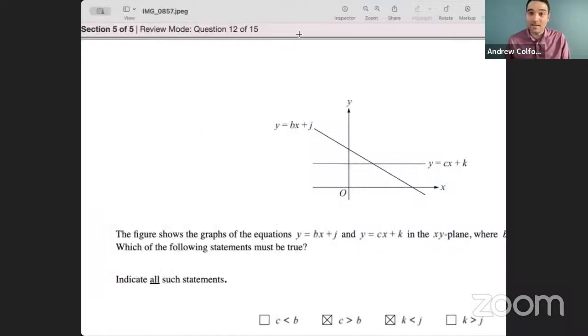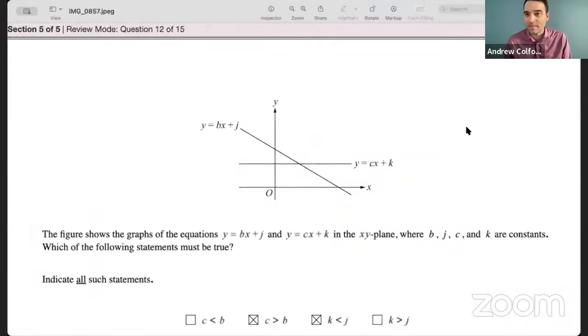Right. So, as you asked about this question, you're welcome to talk if you want, but if you'd rather type in the chat, that's fine too. So let's take a look at this one.